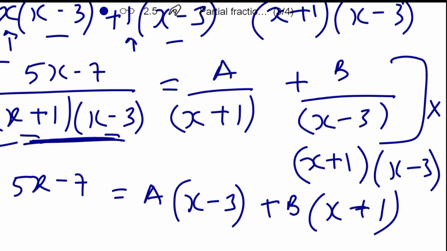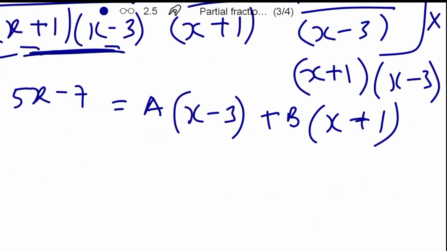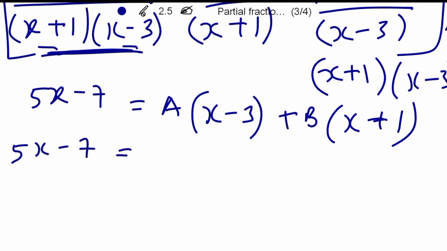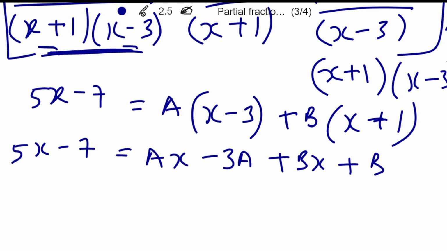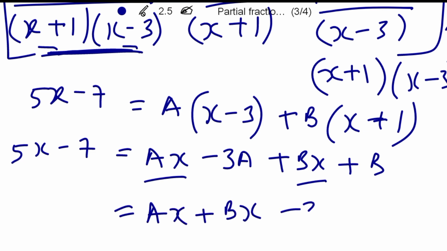So therefore, we can simplify the fraction. So we have 5x minus 7 equals A times x minus 3A plus B times x plus B, because 1 times B is B. So in that case, let's collect like terms. So we say Ax plus Bx minus 3A plus B. Then we have 5x minus 7.